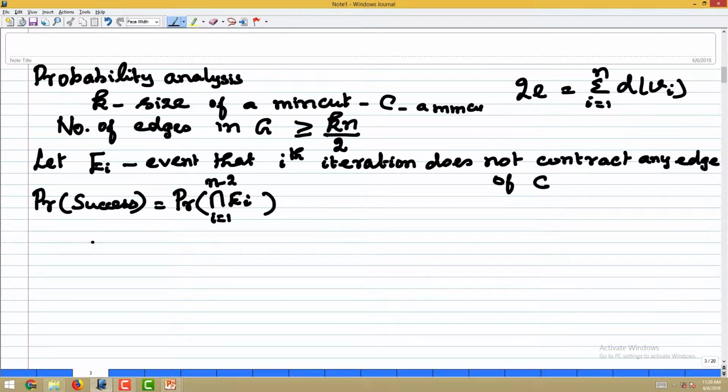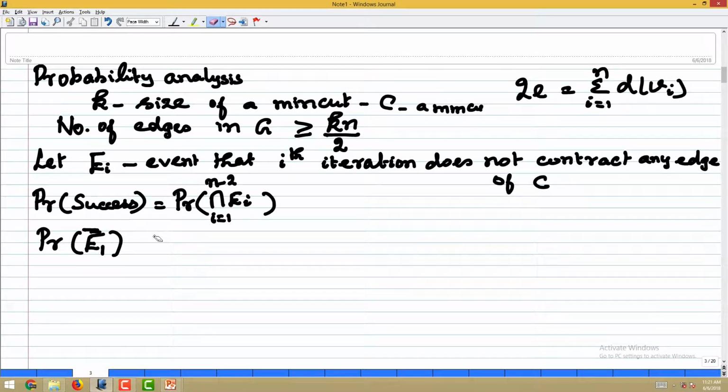So, first we will start with E1, probability of E1. For that, first I will find out probability of E1 complement. Okay. What is E1 complement? One edge of the min cut is contracted by the first iteration, correct? So, probability of E1 complement is anyone? Now, you can make use of the basic probability formula, probability of an event, number of favorable cases for that event divided by total number of cases, correct? So, if I choose one of the min cut edges, that is out of these k edges, if I choose one edge in the first iteration and contract that one, it is a failure, correct?